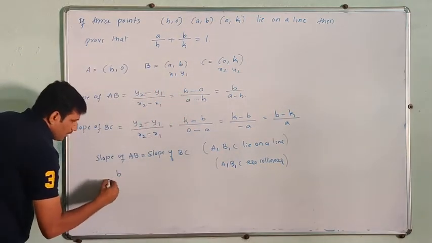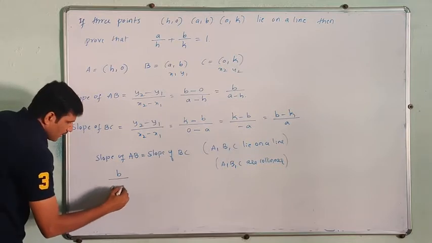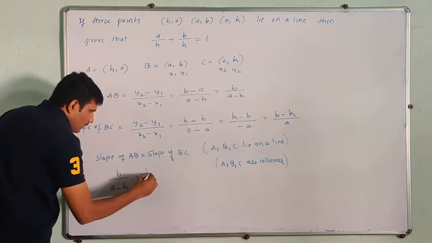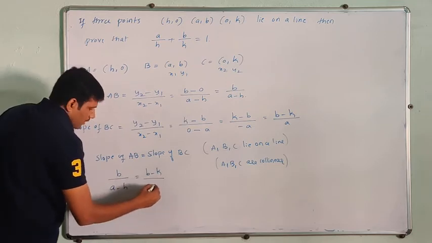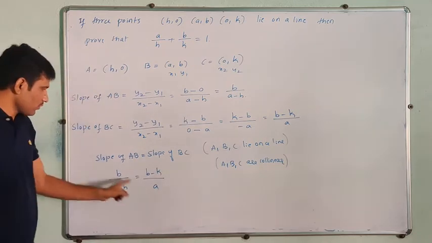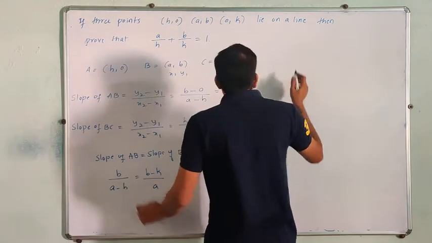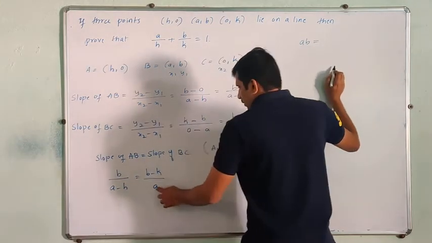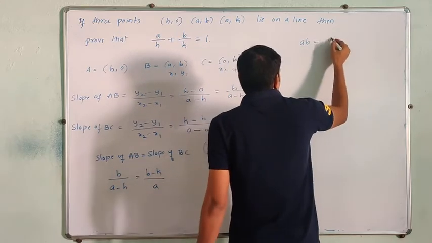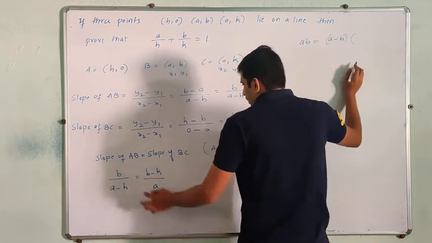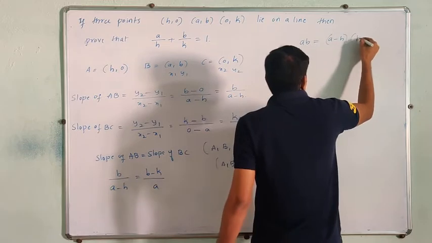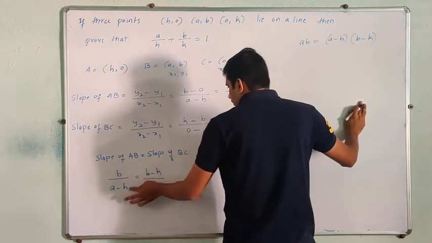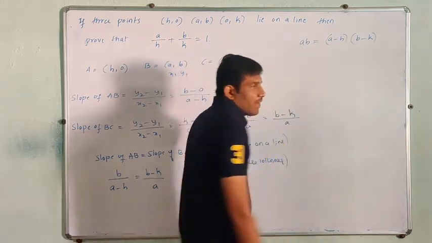B divided by A minus H is equal to C, that is B minus K divided by A. Now do the cross multiplication. A into B is AB, is equal to A minus H into B minus K.